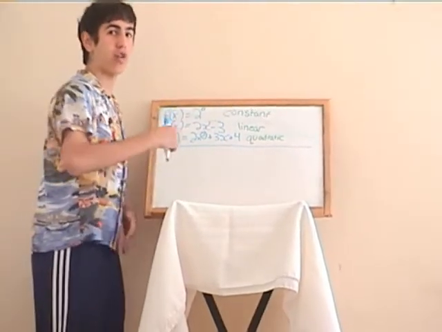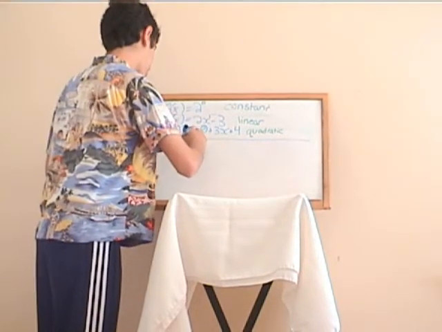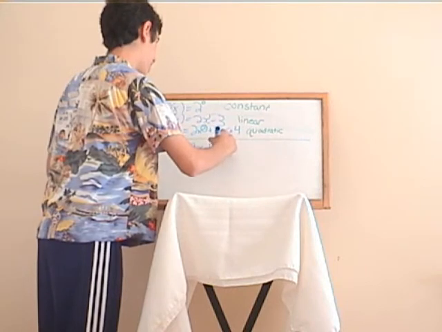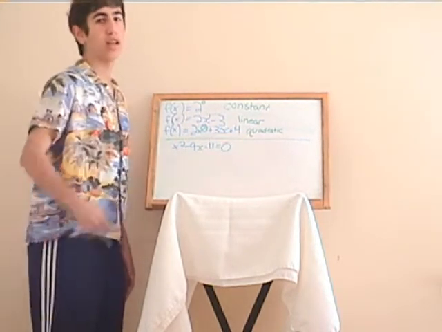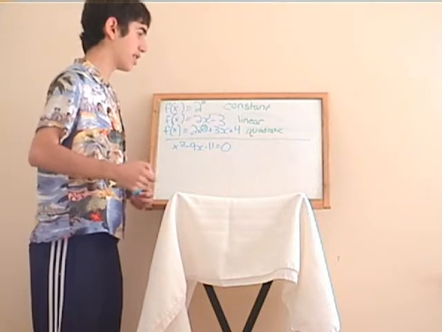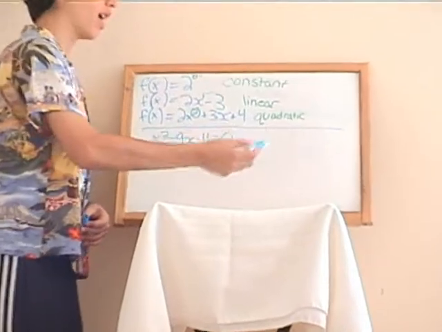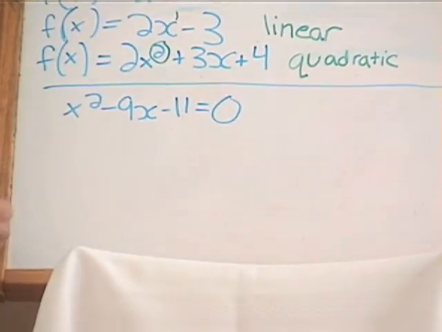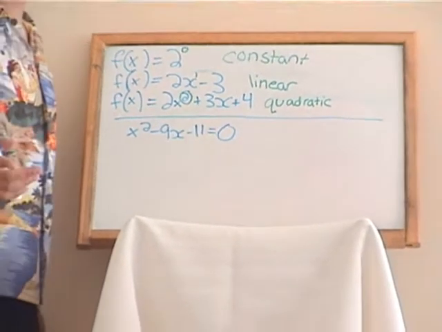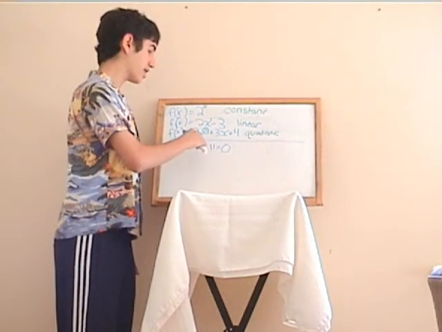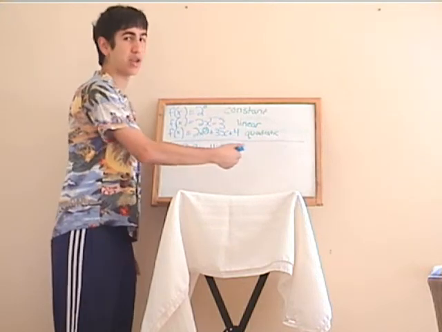Suppose we are given to solve the problem x squared minus 9x minus 11 equals 0. Audience, tell me whether this is a constant equation, a linear equation, or a quadratic equation. If you said quadratic, you're right, because there is a square here, which means that this is a quadratic equation.